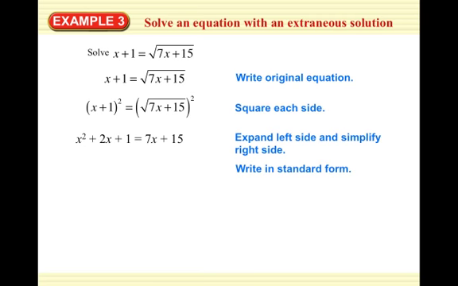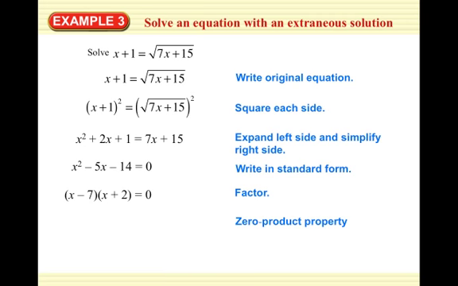So now we want to write this in standard form. In other words, we want to get everything on one side of the equation equal to 0 since it is a quadratic. So when we subtract the 7x and the 15 over, we get x squared minus 5x minus 14 equals 0. So now we need to factor and solve. X squared minus 5x minus 14 factors to be x minus 7 times x plus 2. We set each factor equal to 0 using the zero product property, and so we get x equals 7 or x equals negative 2.